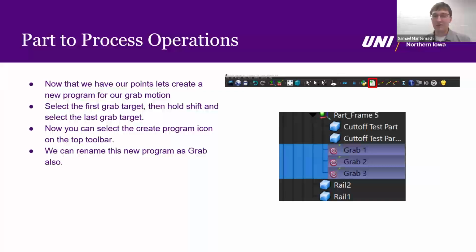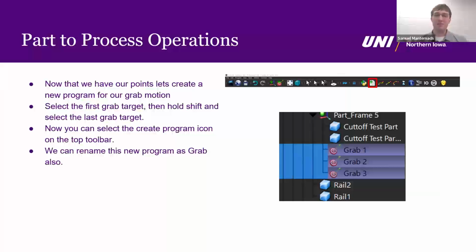So now that you have your 3 targets, you can simply select your 1, 2, 3 targets, and then just hit the create program icon at the top of your toolbar. You can see it's highlighted there in red. It's a really quick way you can get all of your targets grabbed into a coherent program.